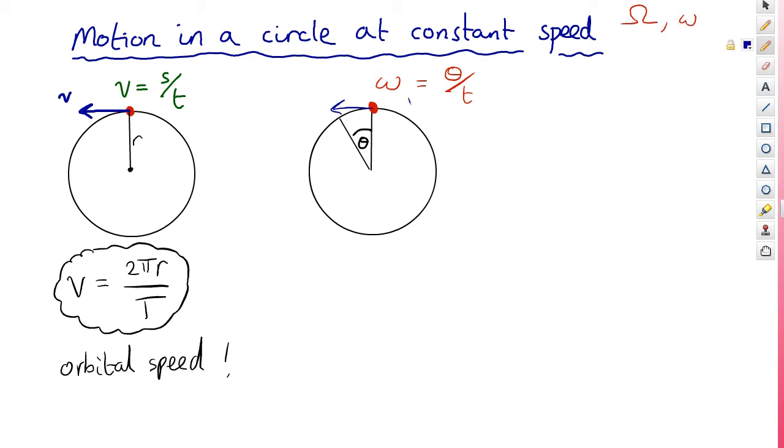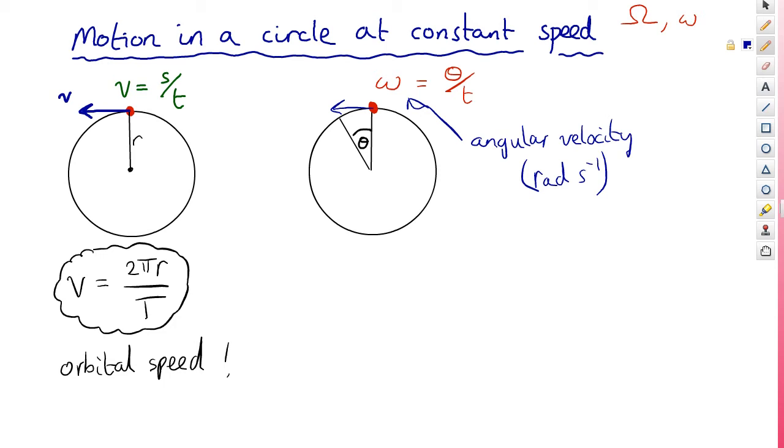So let's label that up. That is called angular velocity, sometimes called angular speed, and it's sometimes called angular frequency, just to be confusing. But we'll use the name angular velocity. And the units are rad s to the -1, radians per second.